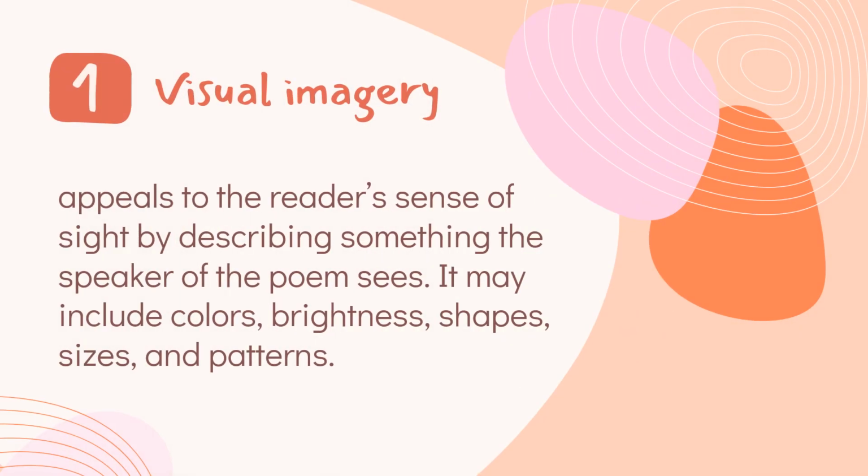Visual imagery appeals to the reader's sense of sight by describing something that the speaker of the poem sees. It may include colors, brightness, shapes, sizes, and patterns. Poets often use metaphor, simile, or personification to provide readers with visual imagery.